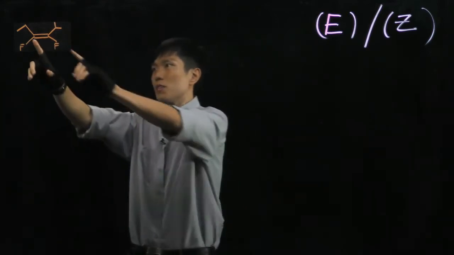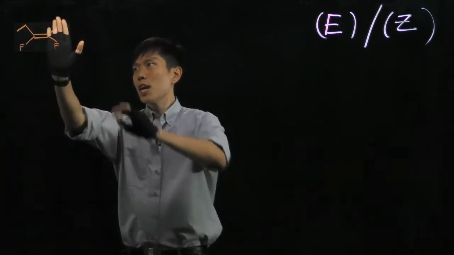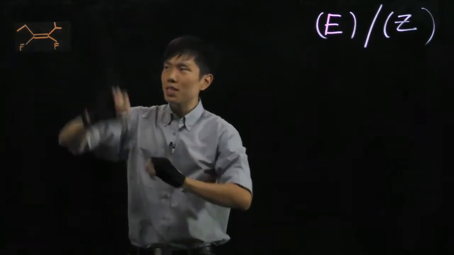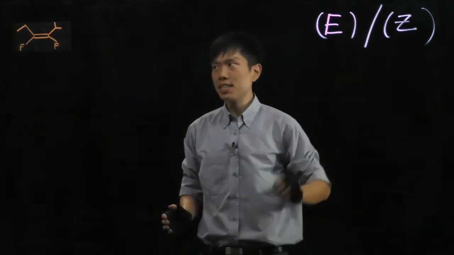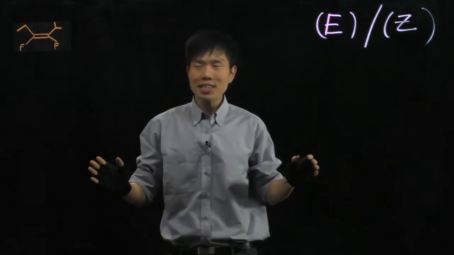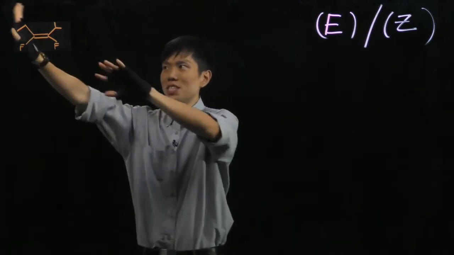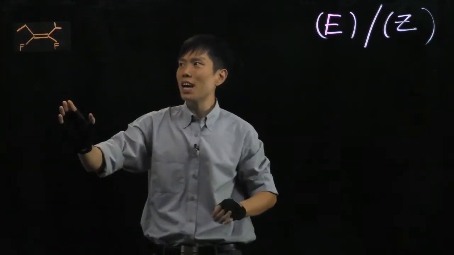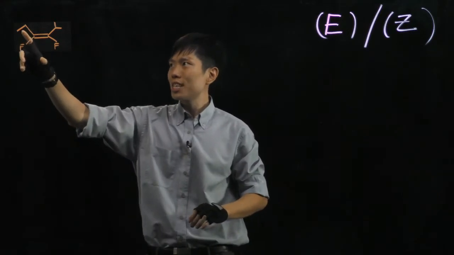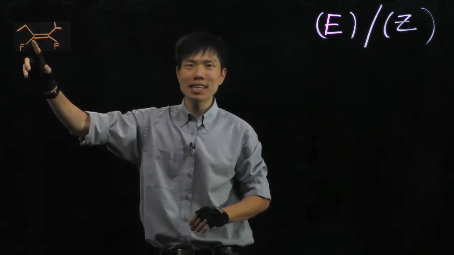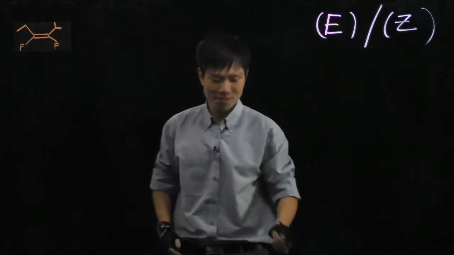Now, for each of these carbons along the double bond, if you have different groups here and different groups there, then you could have E and Z. It does not matter if you have the same group on the opposite side, okay? You just need to have different groups connected to the same carbon in the double bond.